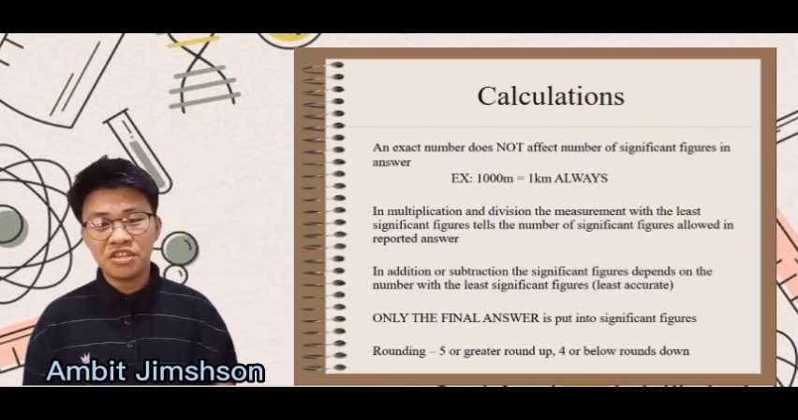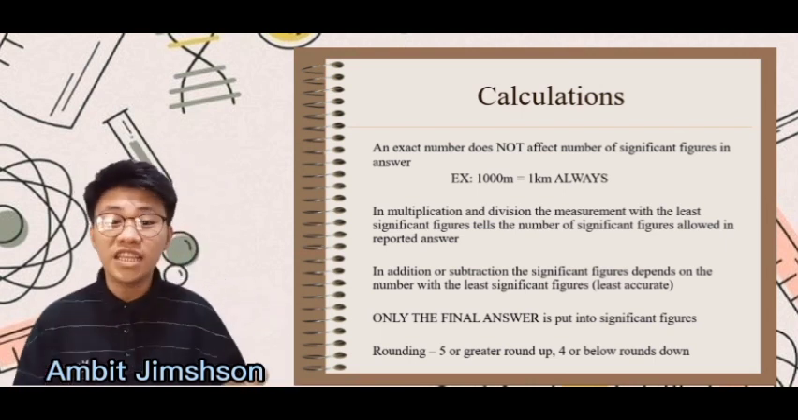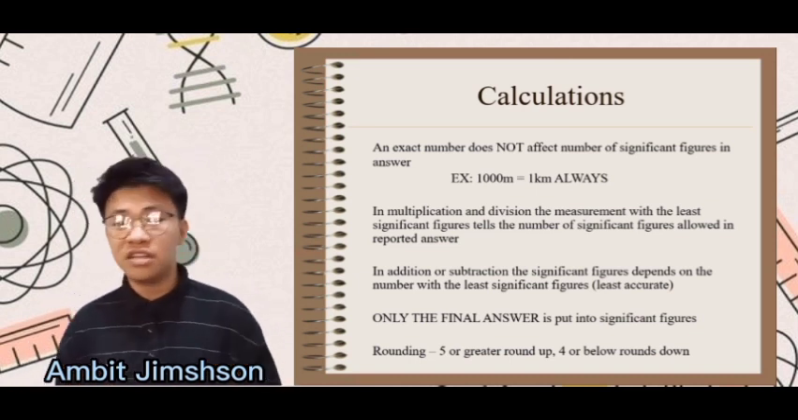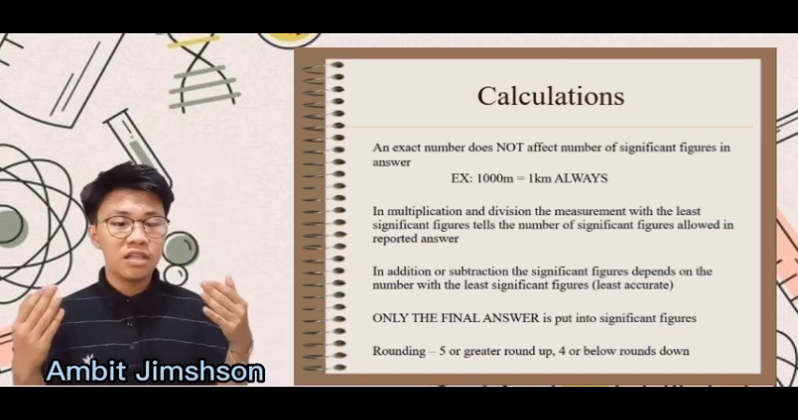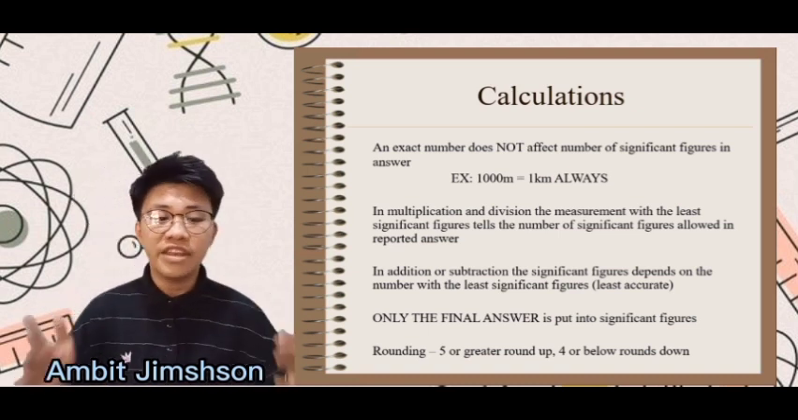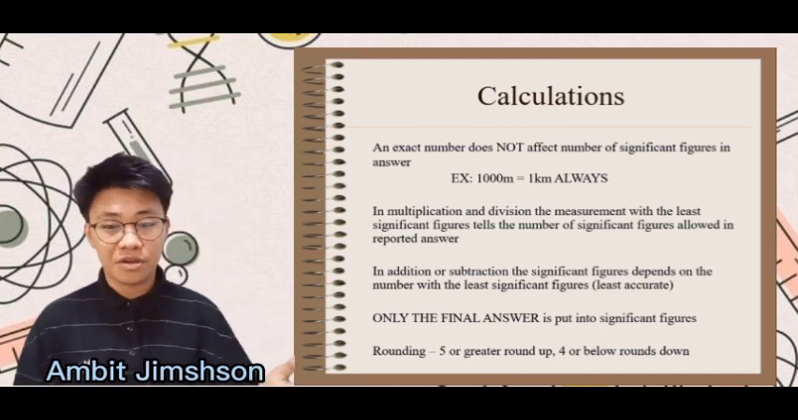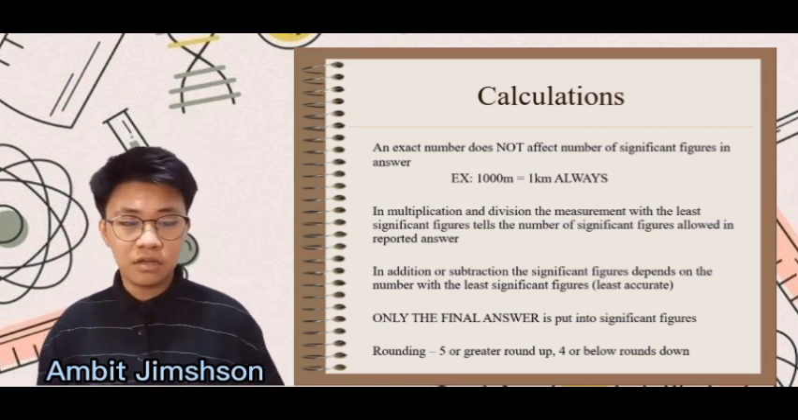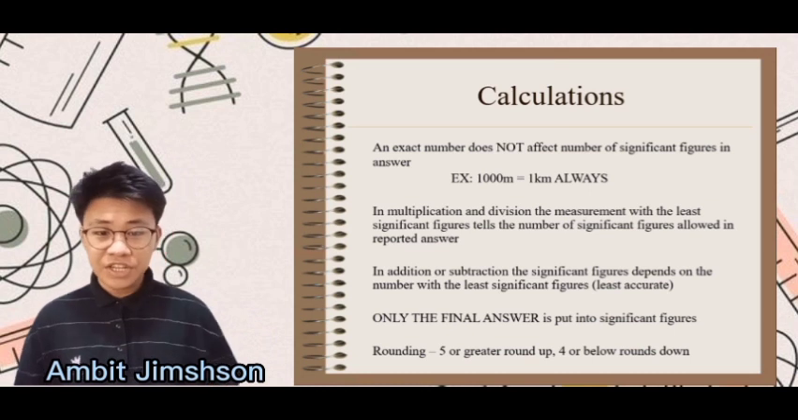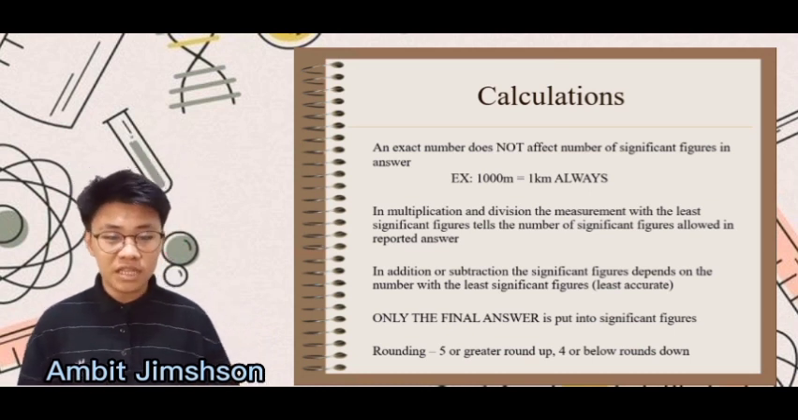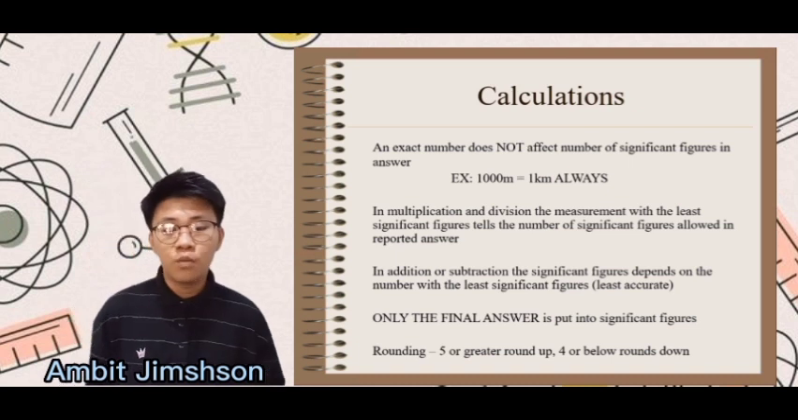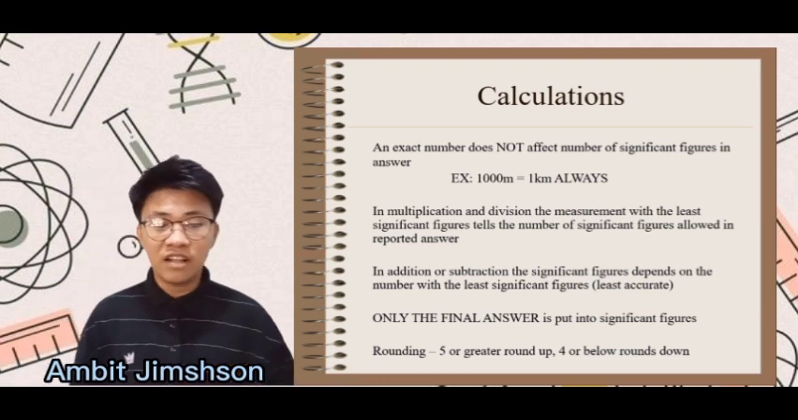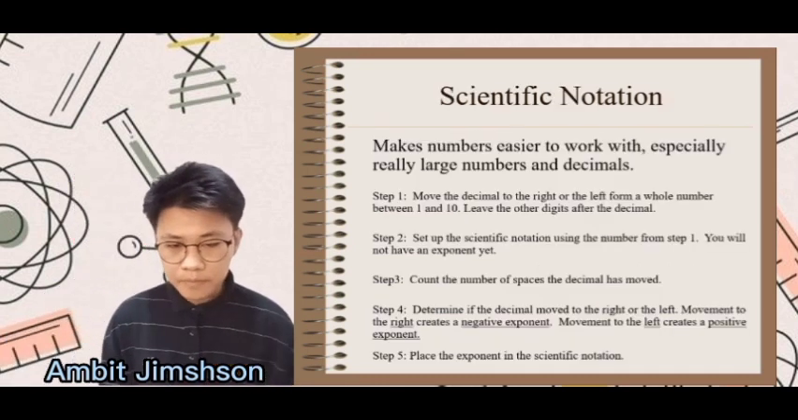Calculations. In calculation, significant figures play a role in determining the precision of the final answer. In multiplication and division, the number with the least significant figures determines the number of significant figures in the answer. In addition and subtraction, the number with the least accuracy, or least number of decimal places, determines the number of decimal places in the answer. Rounding is applied when necessary, with values of 5 or greater rounded up and values below 5 rounded down.